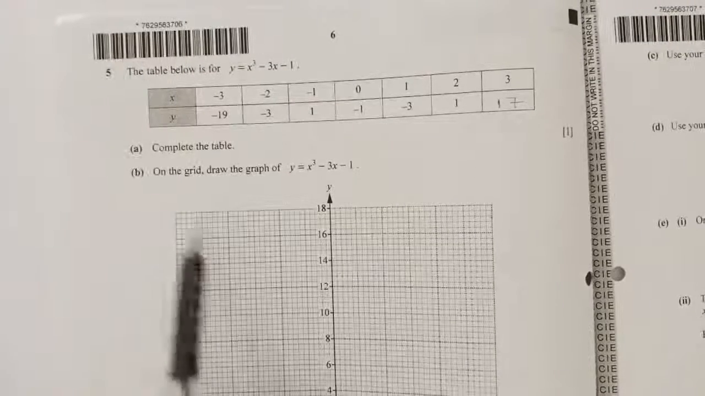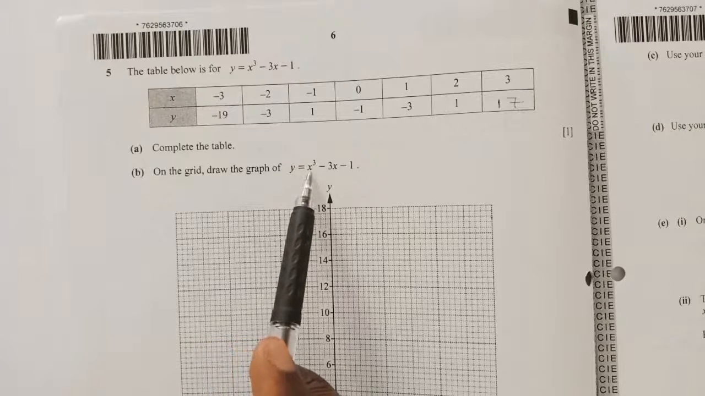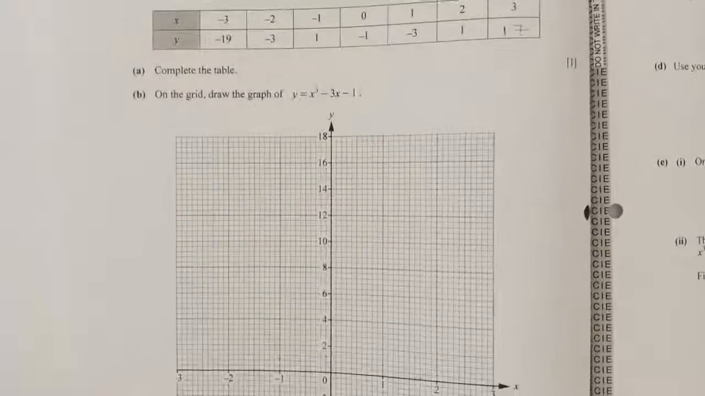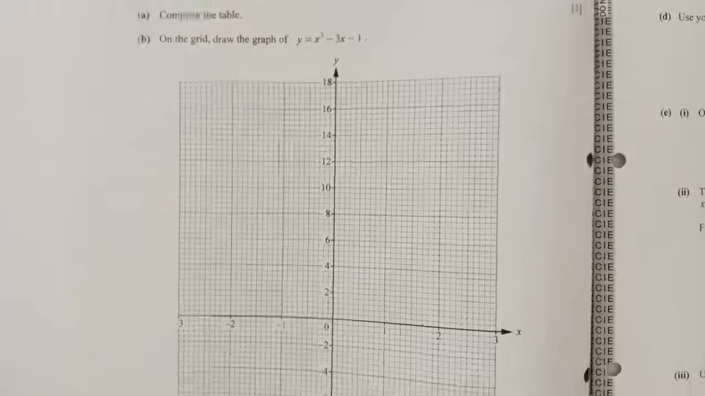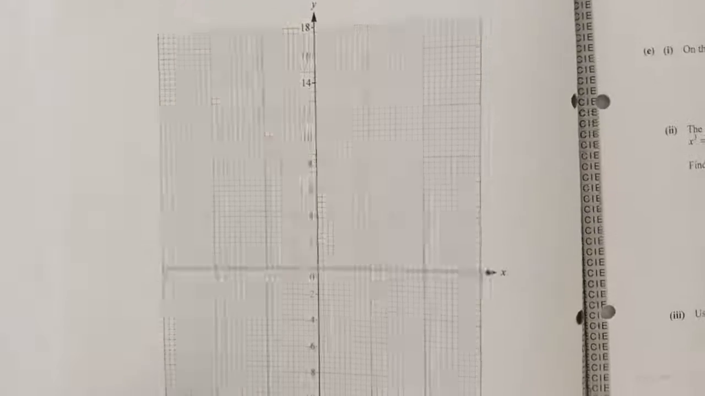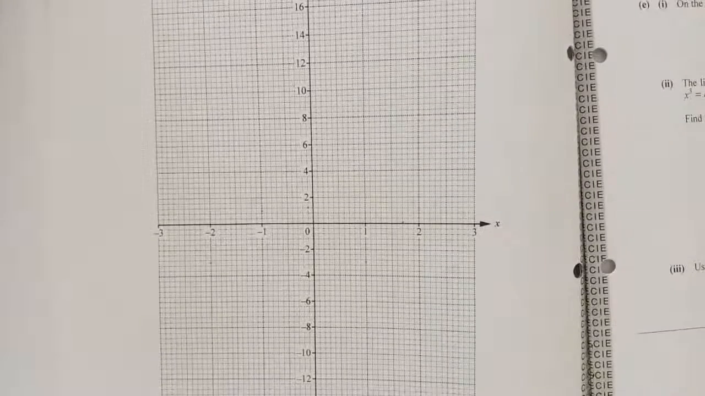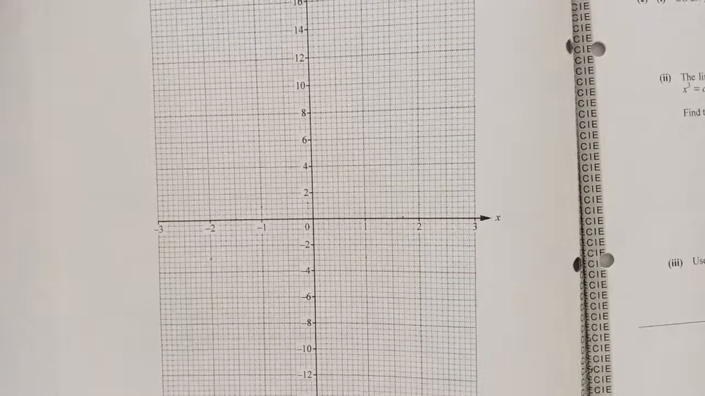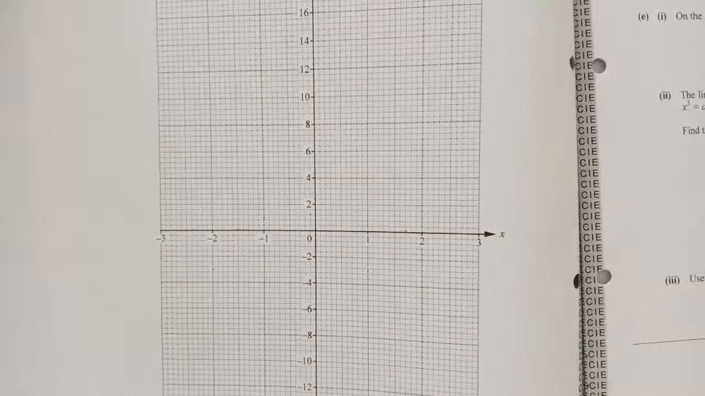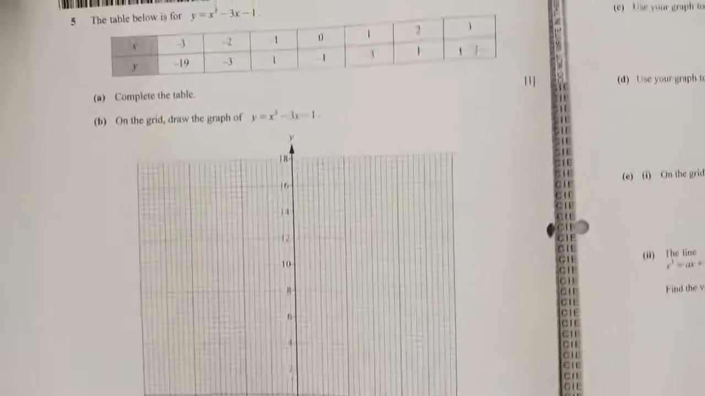For question B, they are just saying on the grid, draw the graph of y is equal to x power 3 minus 3x minus 1. The same ECZ idea applies. The only difference is that for ECZ, they'll give you the range and you need to make the Cartesian plane on your graph paper, but with IGCSE or Cambridge, you are given this. They've done it already for you. You see how simple it is here? They have done it for you. So your duty now will just be to plot these coordinates.